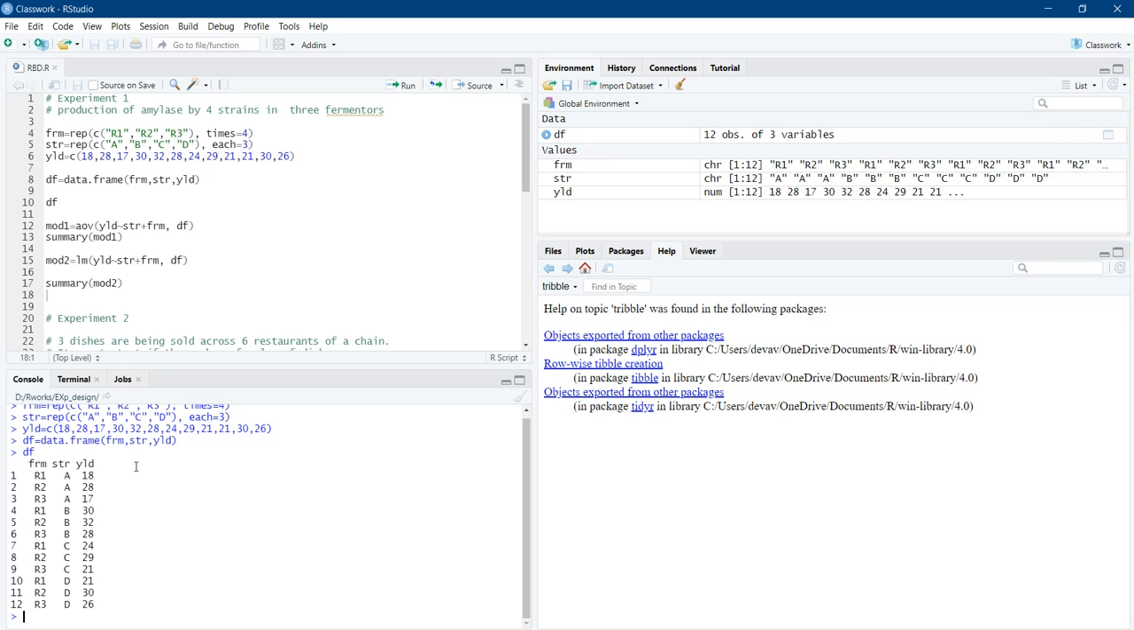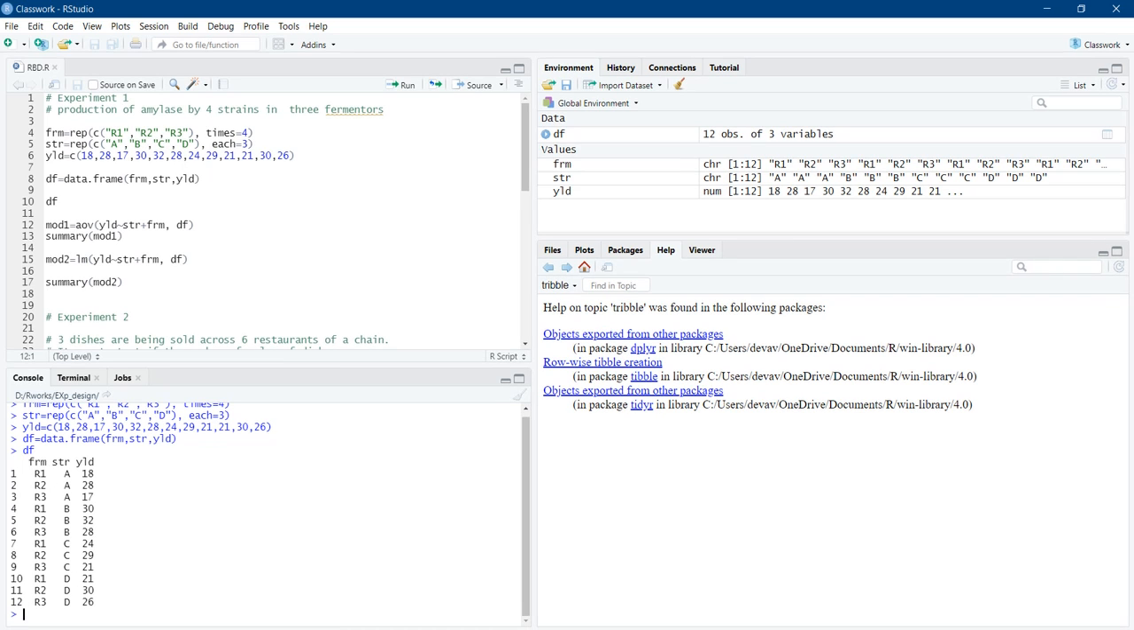In this data table, we can see that this strain A is there in each fermenter. In R1, R2, R3, strain A is incubated. Then R1, R2, R3 fermenters, strain B is incubated and C is also there in all 3 fermenters and D is also there in all 3 fermenters. All the 4 strains got cultivated in all the 3 fermenters.